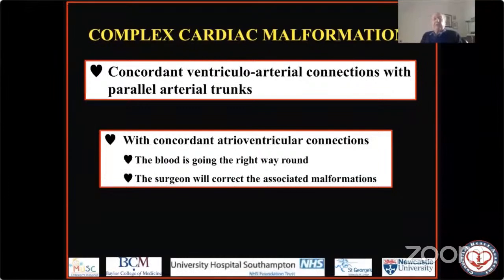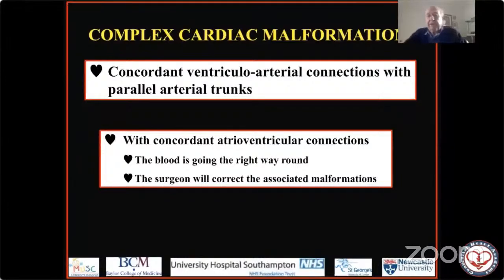And in this setting, the surgeon will correct those associated malformations. And because there are concordant atrioventricular connections, the surgeon will expect the atrioventricular conduction axis to be where it usually is. And so the rules that we have for ventricular septal defect, if that is one of the associated malformations, will be as we expect them from the usual heart.